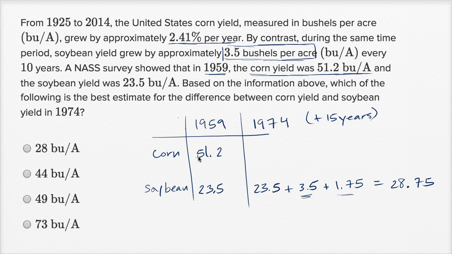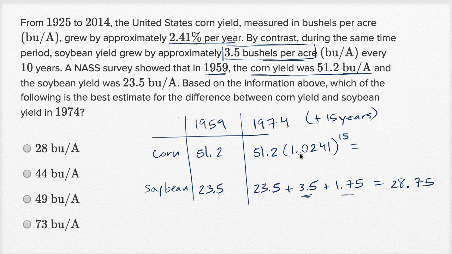Now corn, what's corn going to be? Well, here we're going by a percentage every year. So this is going to be 51.2, and we're going to multiply this times 1.0241. If you're growing by 2.41%, that's equivalent to multiplying by 1.0241. You keep what you have, and then you add 2.41%. And you're going to multiply that by as many years as you have, so it's going to be to the 15th power.